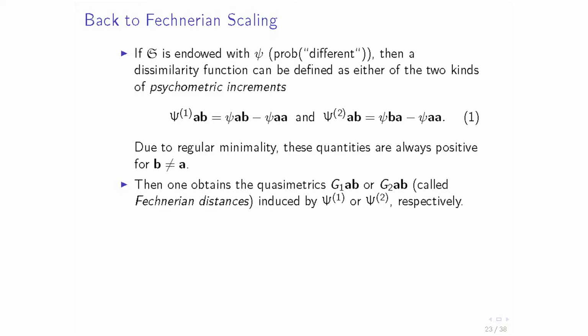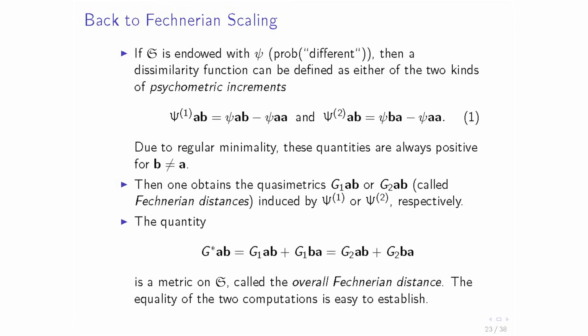Then one obtains the quasi-matrices G1AB and G2AB, just as before, called Fechnerian distances, induced by either the psychometric increments of the first or the second kind. And then, by adding these two oriented metrics, we get the overall Fechnerian distance, which will then also be symmetric. But as we already mentioned here, it's not always necessary or required to even do the symmetrization.